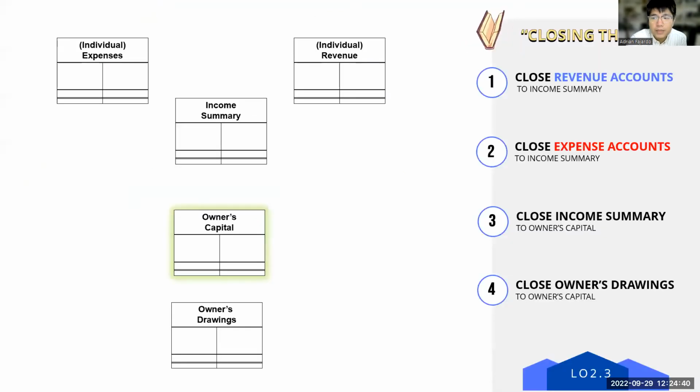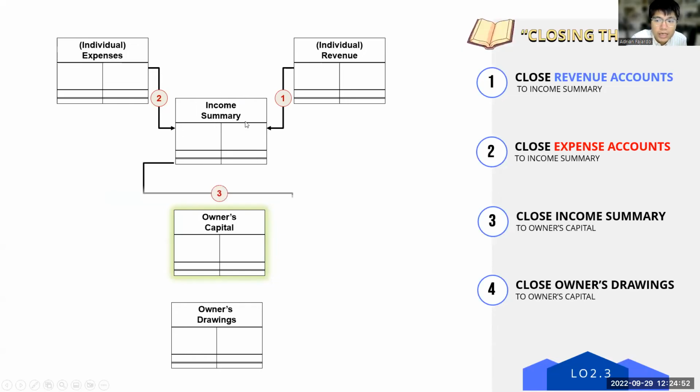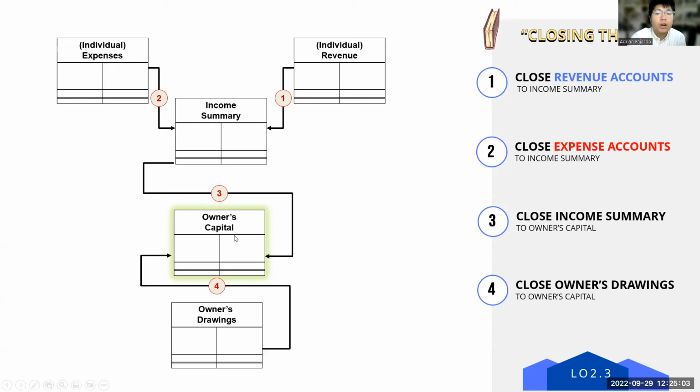Let's look at it from another perspective. So again, in summary, these are the 4 steps, right? So close revenue accounts, and then close expense accounts to our income summary. And then we have to zero out our income summary to reflect it to our owner's capital. And then finally, we are going to close our owner's drawings also to owner's capital. So everything leads to owner's capital in order to make sure that our revenues, our expenses, and our owner's drawings are zeroed out and then properly reflected in the ending capital of the company.